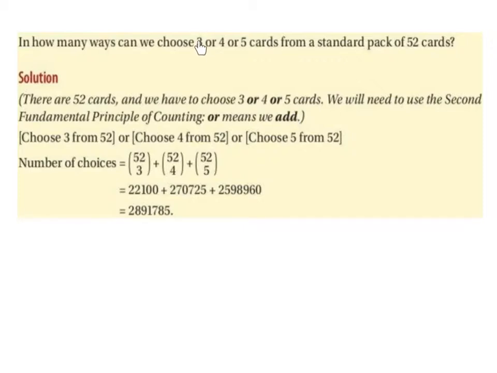So let's start off with the 3. We want to choose 3 from 52 or 4 from 52 or 5 from 52. So our number of choices are going to be 52 choose 3 plus 52 choose 4 plus 52 choose 5, which gives us 22,100 plus 270,725 plus 2,598,960, which gives us 2,891,785.